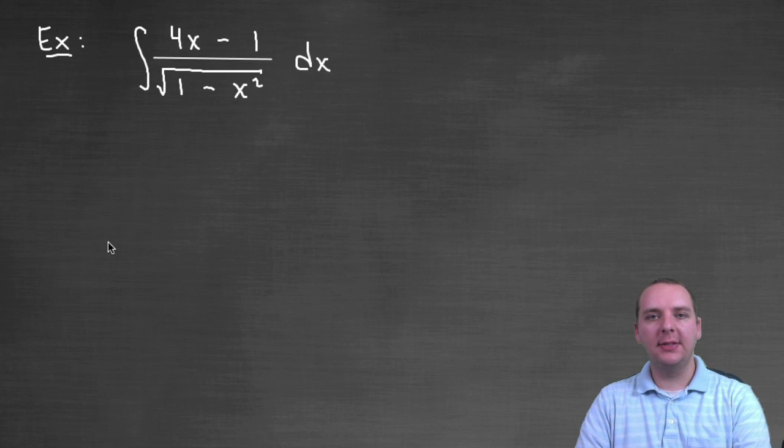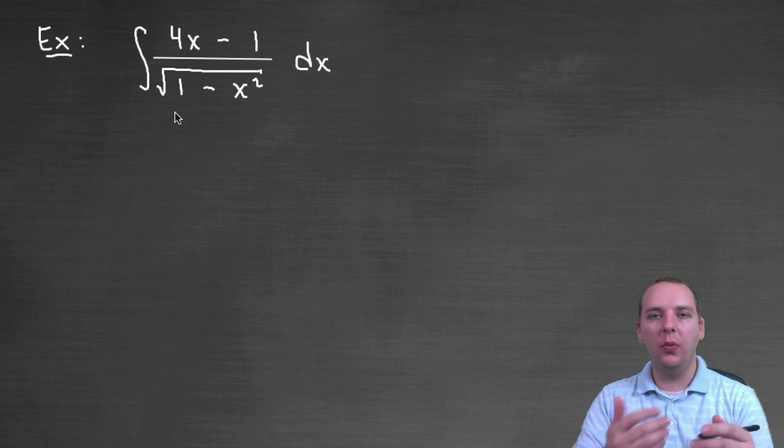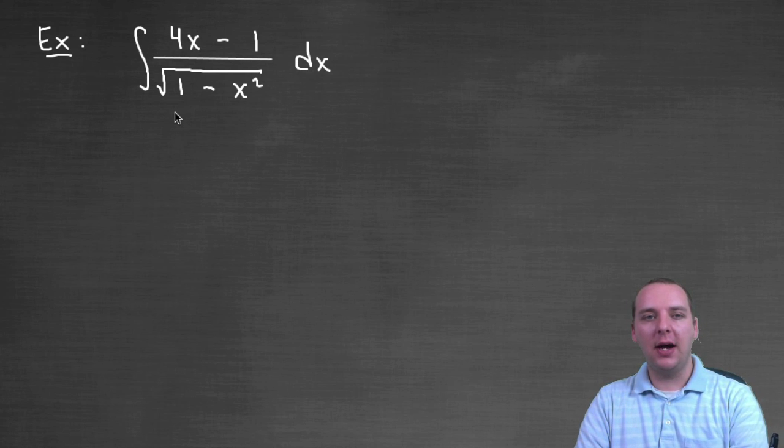In this example, we're being asked to integrate (4x minus 1) divided by the square root of 1 minus x squared. So the first thing we have to do is decide, what method would be appropriate here. One thing that catches my eye right off the bat is this radical here, and if this was a Calc 1 type of integral, we would definitely expect this to possibly be like a u substitution integral, right?